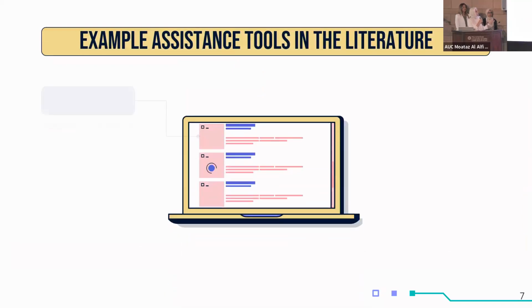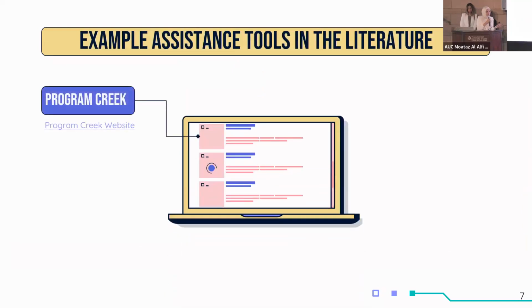So we've done a literature survey of the already existing tools that provide similar functionalities to our project. First one we have is Program Creek. Program Creek is a website that provides Python API examples and how to use them from open source GitHub repositories. And the top examples are the ones that have the most upvotes from the users.